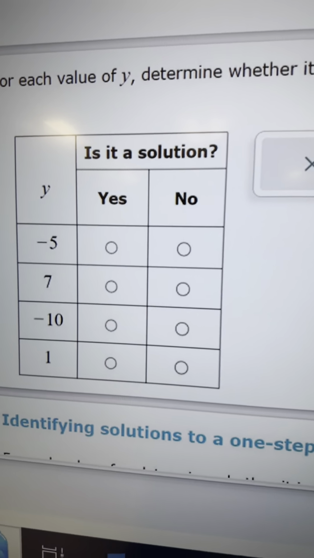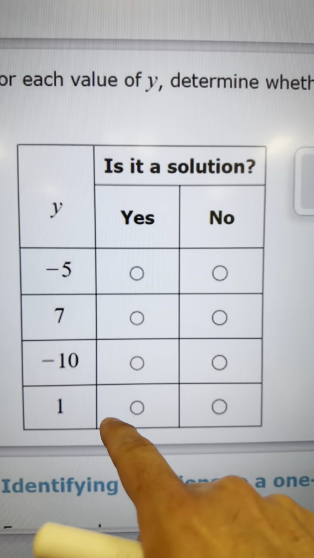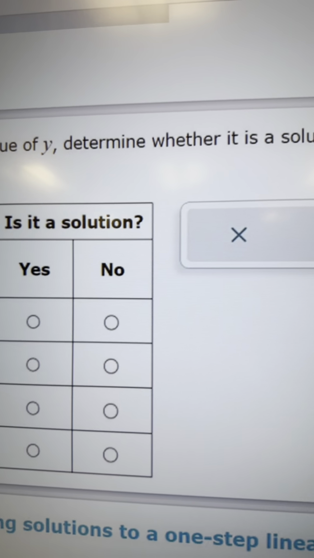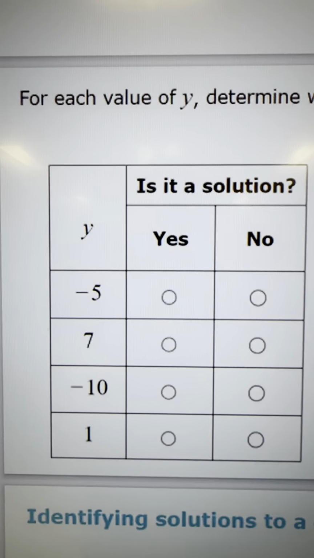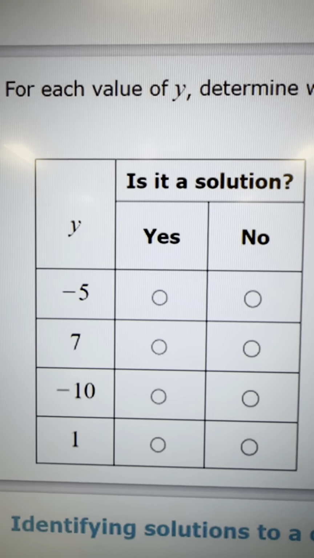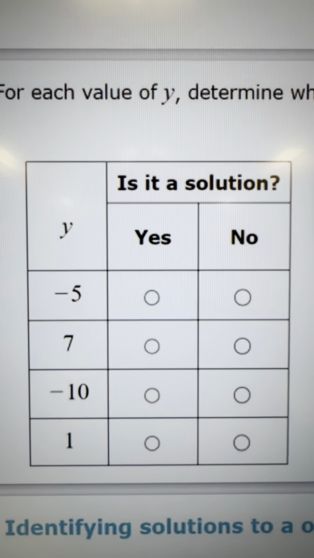Today you're going to be checking solutions to equations. So you're going to be given a table like this and an equation. Your job is to figure out which one of these are solutions, if there are any. So I'm going to walk you through two examples where one is a solution and one is not a solution, so you can see what they both look like.